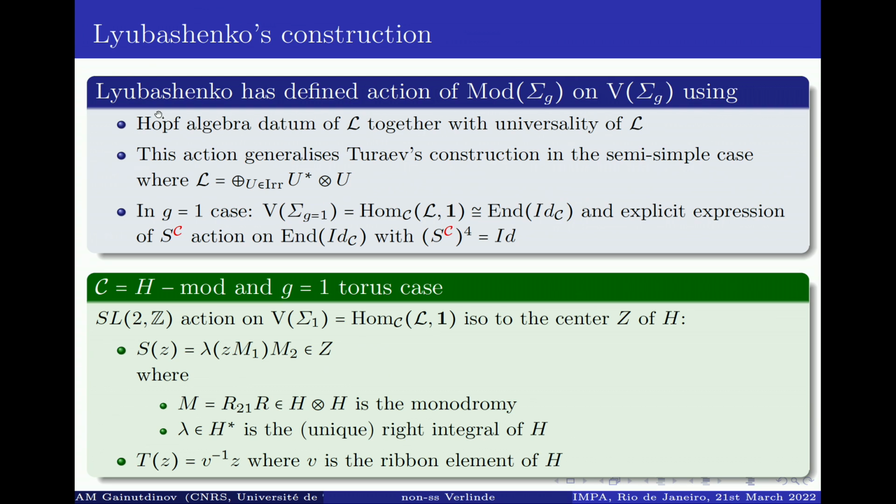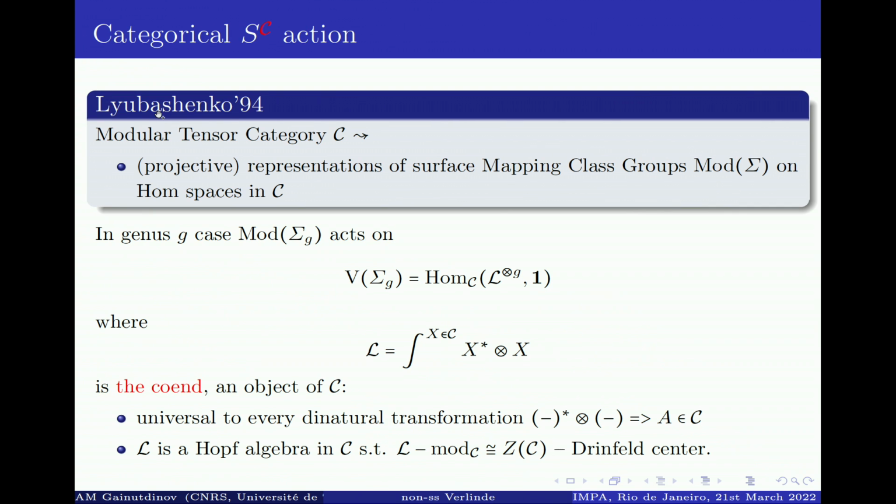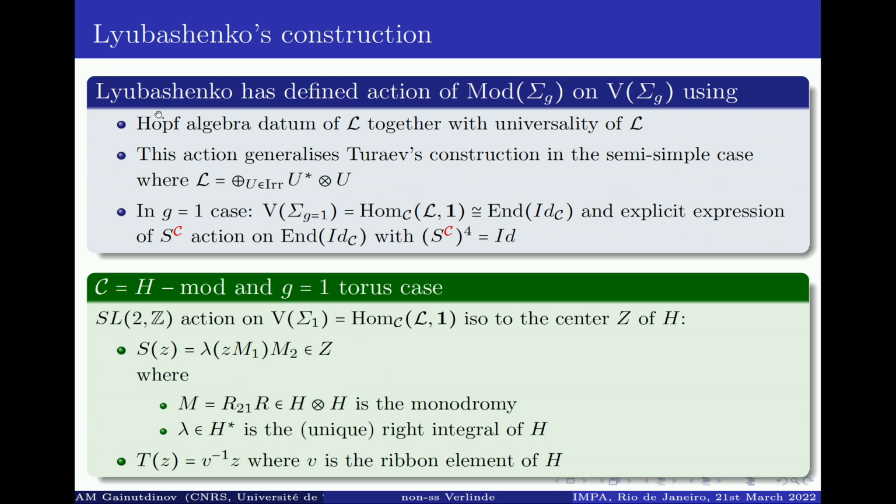Right, so these mapping class group representations, in particular the SL(2,Z) action. I needed all this just for the S transformation, but I want to give you a more global picture: for every surface, we have mapping class group representations on these Hom spaces from the special object L^⊗g to 1. I don't give you the definition because it's quite technical, but Lyubashenko uses the Hopf algebra datum of this object L together with the universality property of L to define, in terms of generators, how generators of the mapping class group act on these Hom spaces. And this action generalizes Reshetikhin–Turaev's construction in the semisimple case.